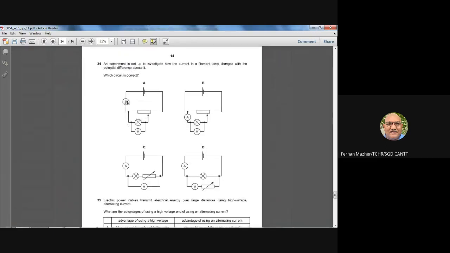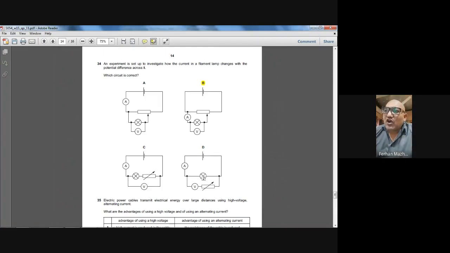This ammeter is not reading the current which is flowing through the lamp, so I'm not interested in this. This diagram looks the best because it is measuring the current flowing through the lamp and it is also taking the voltage across the lamp. So B can be the answer. The C one cannot be the answer, because it's not measuring the voltage across the lamp. It's measuring voltage across the lamp and the thermistor together.